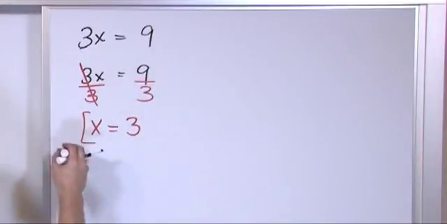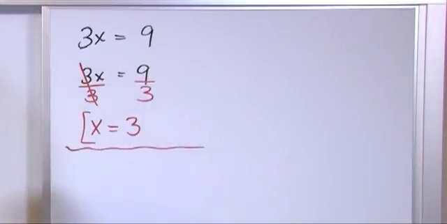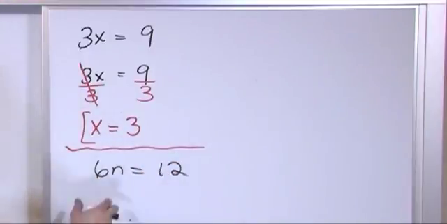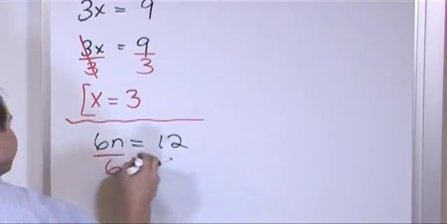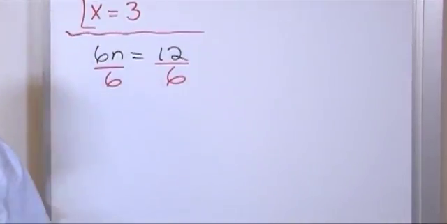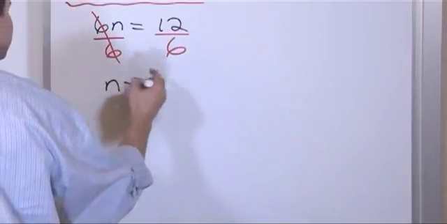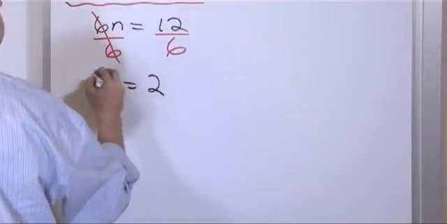So you really just need to look and do the opposite of whatever stands in your way, so to speak. So another example, if you had 6 times n is equal to 12, this is multiplication. The only way to get n by himself is to do the opposite, to do division. So I'm going to divide by 6. Then I'm going to have these 6's cancel like that. So I'm going to have n is equal to 12 divided by 6, which gives me 2.